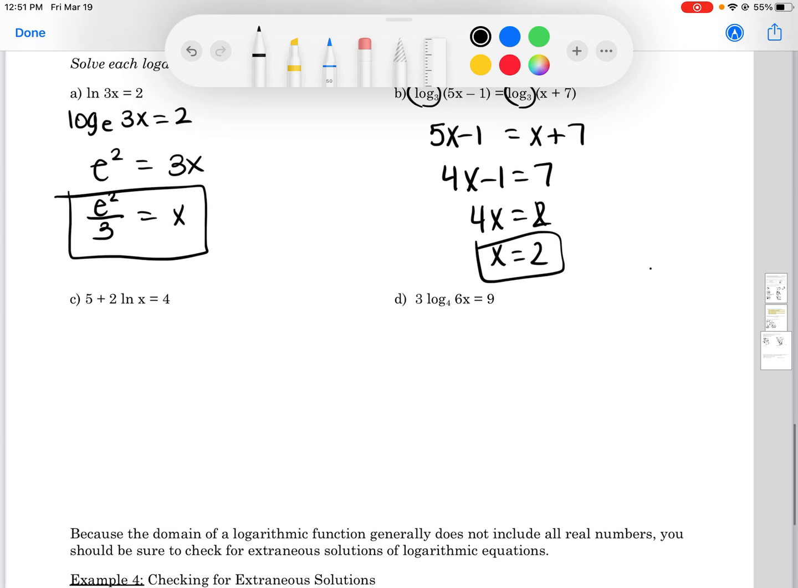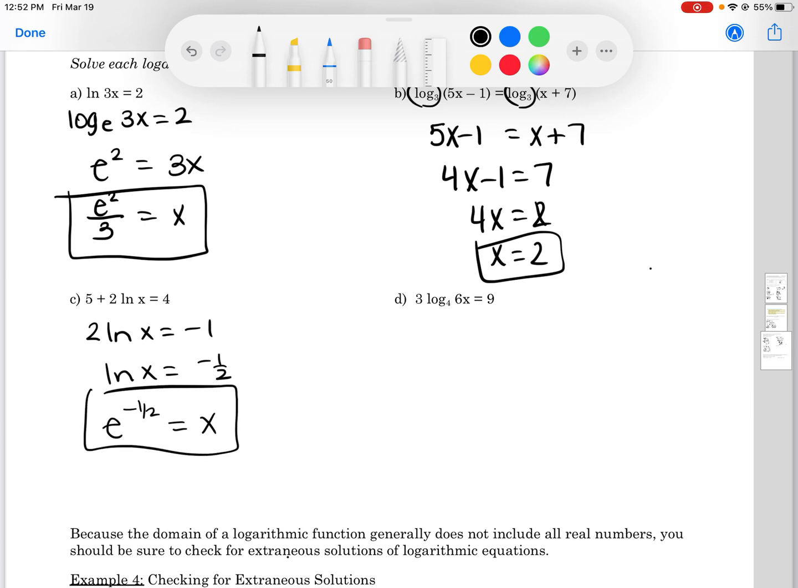All right, for this next one, let's start to get things away from the natural log. So we'll subtract the 5. We'll divide. And then we're going to switch this. So remember, that's log base e. That means e to the negative 1/2 is equal to x. Again, we can use our calculator to get a value there.